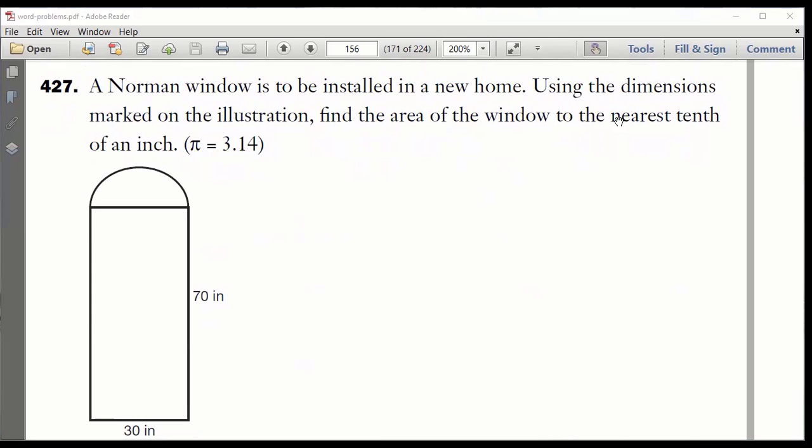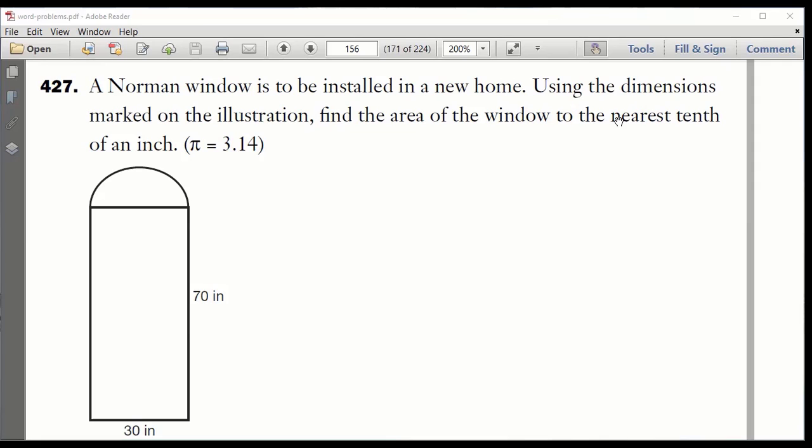Yes, sir. Mudit, explain how you will solve this. I don't want the answer. Tell me, read the question. A Norman window is to be installed in a new home. Using the dimensions marked on the illustration, find the area of the window to the nearest tenth of an inch. So tell me only the method.